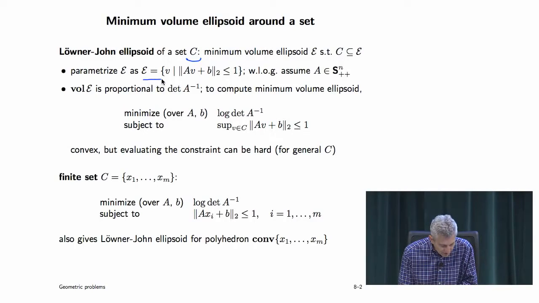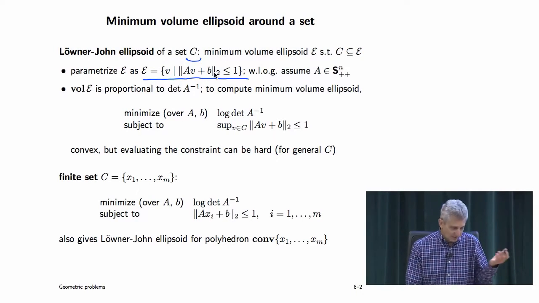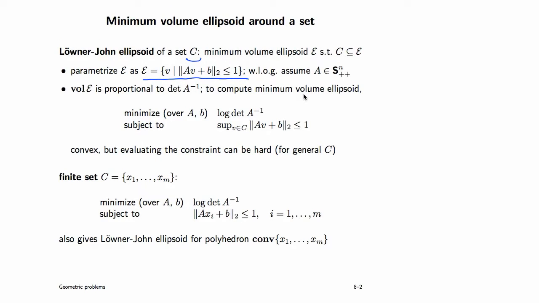So, okay. What we'll do is use a very carefully chosen parameterization of the ellipsoid, and we're going to write it as the inverse image of the unit ball under an affine mapping, right? So we're going to take the ellipsoid E to be the set of points v for which the 2 norm of Av plus b is less than 1, right? So that's the inverse image of the unit ball under the affine mapping Av plus b, okay? Now, here, of course, A could be anything. I mean, it has to be square. Well, it wouldn't even have to be square. But without loss of generality, we're going to take A to be symmetric positive definite.